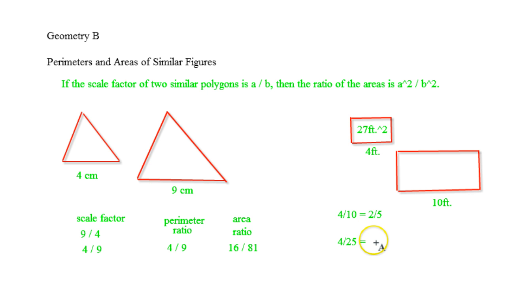Now that I know that ratio is all set up, I can set up the ratio from small to large and put 27 on top and the bigger area on the bottom, because I don't know this area. I can use this, with the properties of similar figures and perimeters and areas, to find the actual area of this larger rectangle. So I'm going to cross multiply: 4a equals 27 times 25, which is 675. Then I divide that by 4, and the area is equal to 168.75 square feet.